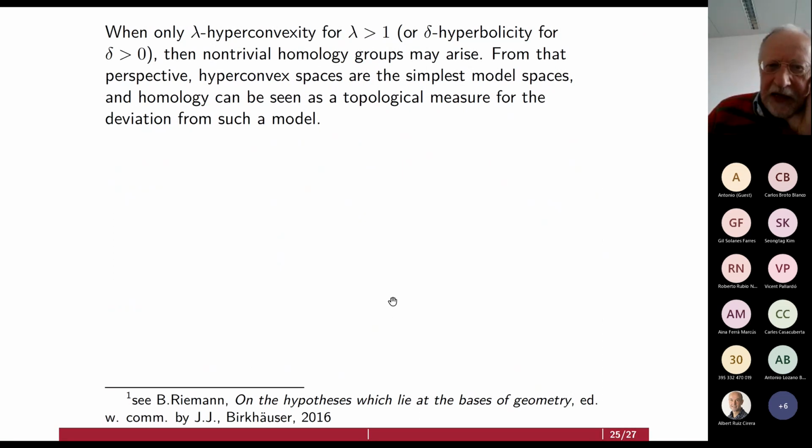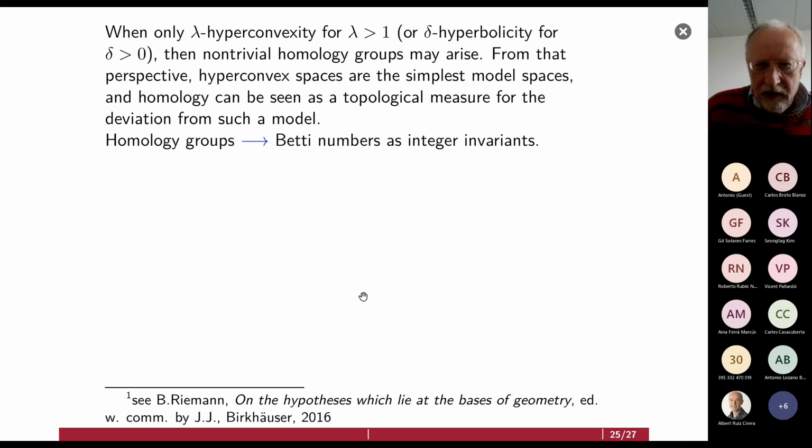Now, when we only require lambda hyperconvexity for some factor lambda that is bigger than 1, then, of course, non-trivial homology groups may arise. And now, the conclusion is that from the perspectives that I have developed here, hyperconvex spaces are the simplest model spaces, and homology then can be seen as a topological measure for the deviation from such a model space. So homology groups, of course, lead to Betti numbers as integer invariants, and that is again exploited powerfully in topological data analysis.